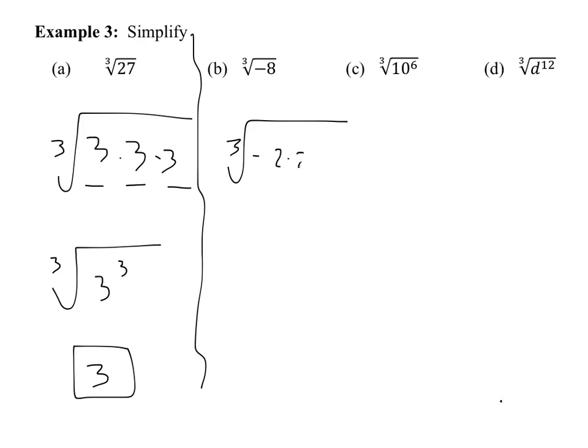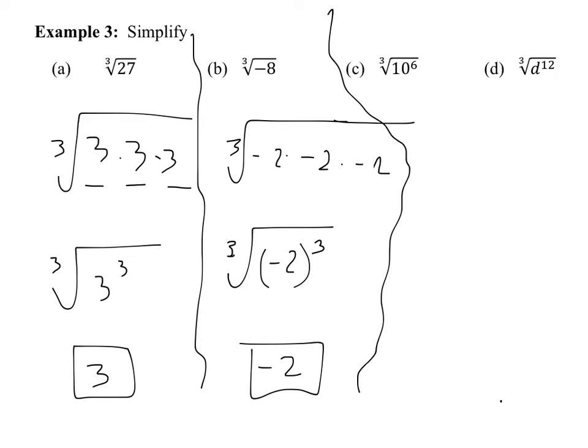My handwriting's off on this. A negative times a negative times a negative is still a negative. The stylus is dying and it keeps flapping over. So you see that -2 times itself 3 times gives you -8. So this is really this, and the cube root and the cube cancel, so it's really just -2.